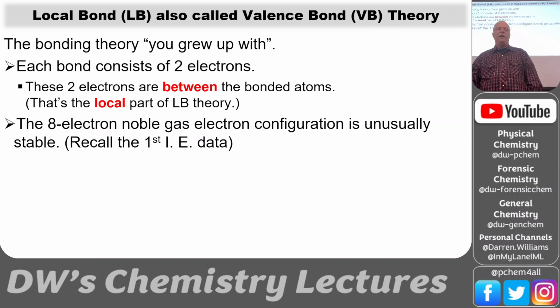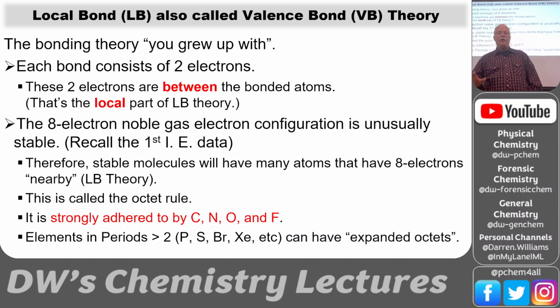And this gives us this 8 electron noble gas configuration. That's unusually stable. And we got that from the first ionization energies. We had that chart where all the noble gases were really hard to ionize, and all the alkali metals across the bottom were super easy to ionize. And then stable molecules will have many atoms that have 8 electrons nearby. So again, this is that octet rule, specifically for carbon, nitrogen, oxygen, and fluorine. Those really hold on to the octet rule because those are the smallest nuclei up in the nonmetals region. So they're going to be the ones that are taking on electrons. How many do they want? They want 8 around them.